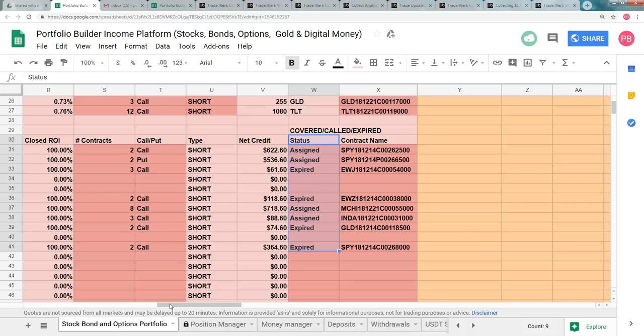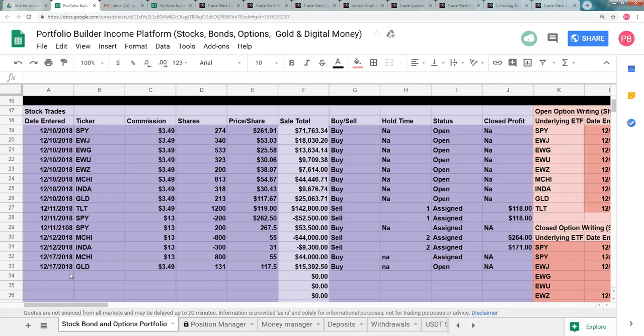And if we were assigned, then that means we had to either buy or sell the underlying asset. You can see in this example, we were assigned quite a few times on various ETFs, which you'll see is actually a good thing with our strategy and results in generating extra income that week. Don't expect this to happen often.